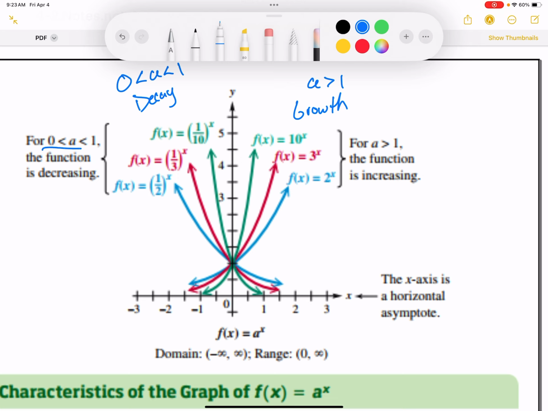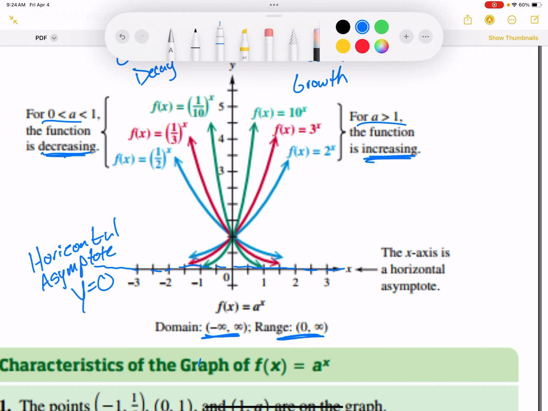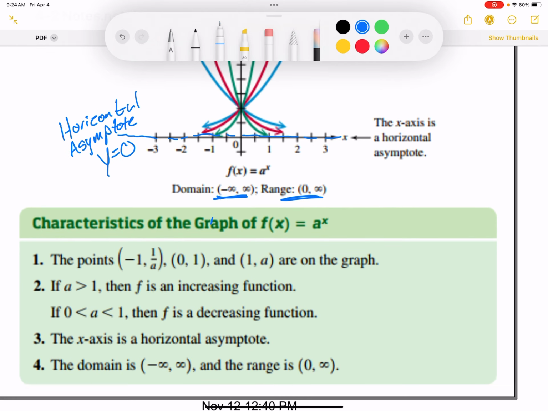Oh, yeah. There it is. Yep. The function is decreasing, whereas the function is increasing. The domain and range of all these are the same. All these have a horizontal asymptote on the x-axis, a horizontal asymptote at y equals 0, right? Okay.